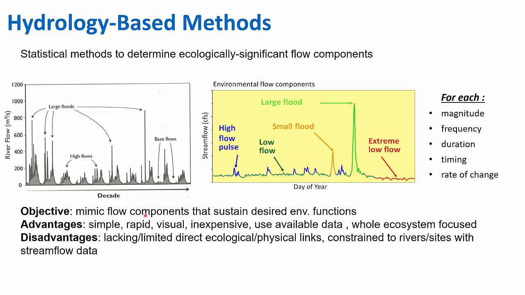They use most of the time available data, and they are focused on the whole ecosystem, not only on one species. Some of the disadvantages are that they are not that directly linked with the habitat, with how the river looks. Again, if you stick your head into the river and see how the forms are, they are not explicitly related with how the river looks under the water. It's just considering that the hydrology will bring all the benefits implicitly for the ecosystems. They are sometimes constrained by the sites in which you have streamflow data.